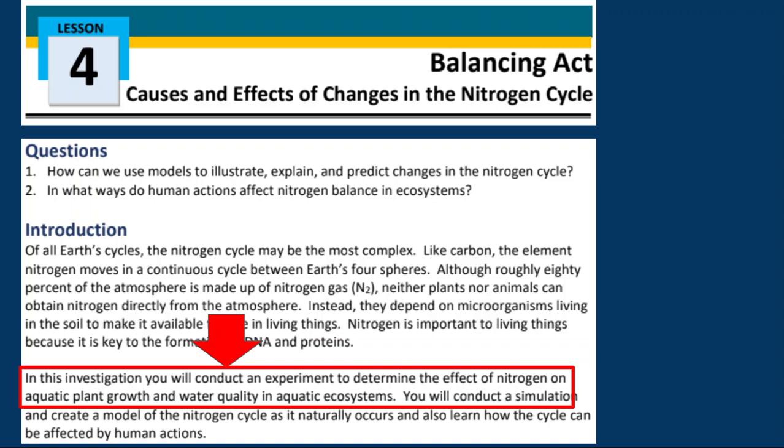In aquatic ecosystems. We will be doing that starting next week. We will actually do some more ecosystems, and we'll be doing water quality testing.